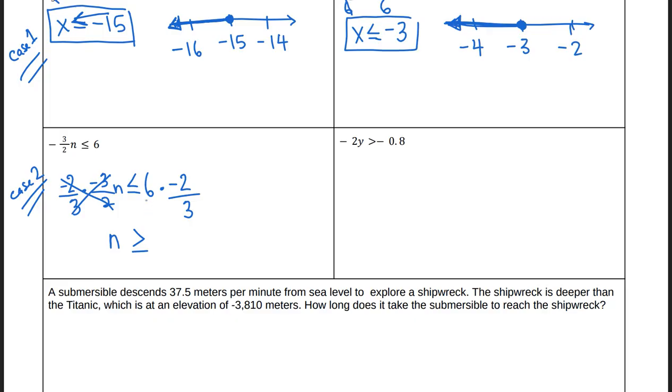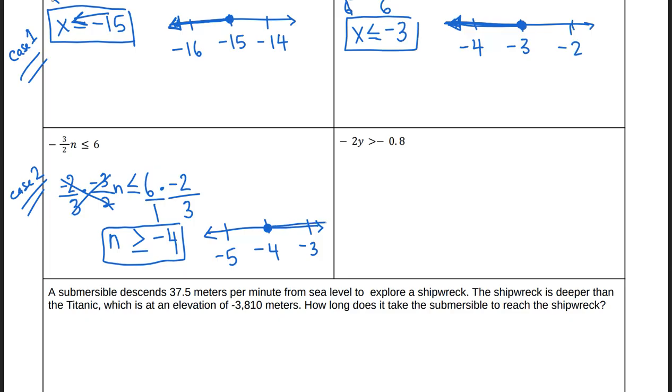And then over here, I just continue to do my math. 6 times negative 2 is negative 12. Negative 12 divided by 3 gives me a negative 4. And so this right here is my inequality. I need to graph it on a number line. So I'm going to say negative 4, negative 3, negative 5. I see that it has an or equal to, so I'm going to make sure it's a filled in circle. And then it says n is greater than or equal to.